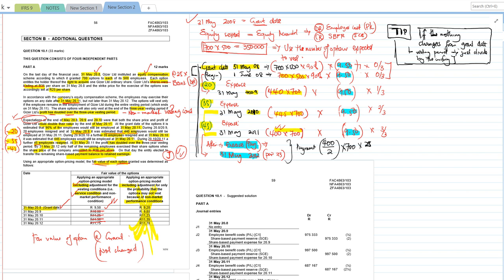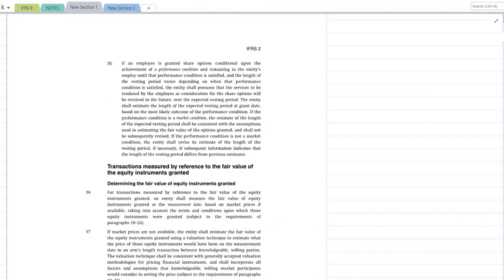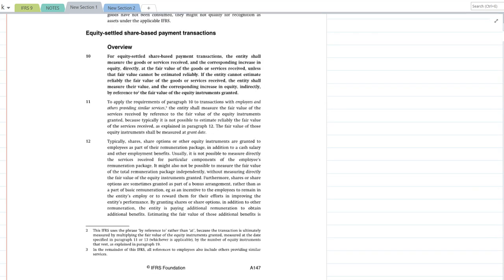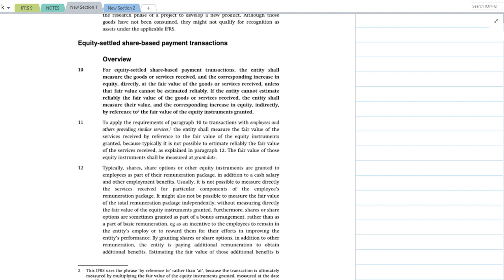Now, the last thing that I want to say is the reason we're using 950 over and over again. Because right now we just saw what is in the 950. Now, why are we using 950 over and over again? Let's go to the standard, paragraph 10. Paragraph 10 then tells you about equity settled, right? There it is. And I'm going to be fast. And I also need paragraph 15. Paragraph 15 will tell you about the 1 over 3, 2 over 3 thing, right?